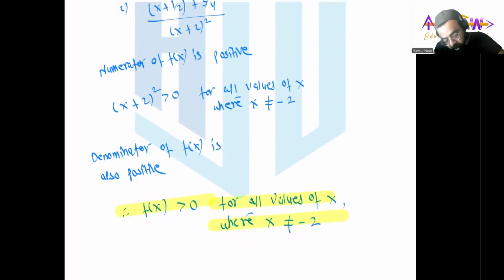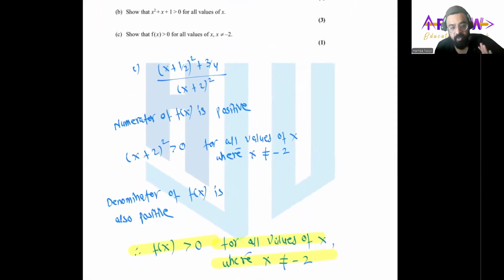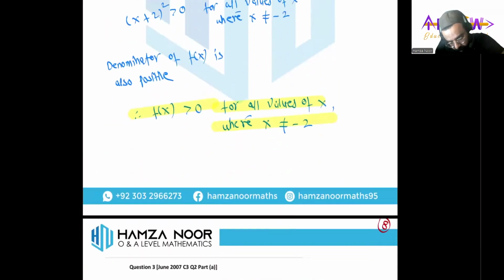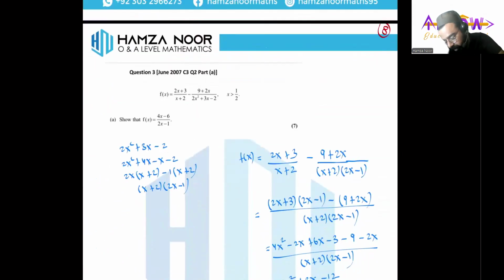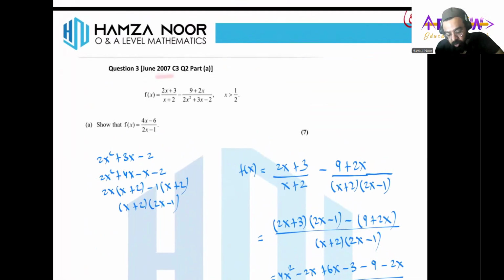In this way, we have attempted this part C. We have shown our complete proof over here. We have proved that fx is greater than 0 for all values of x where x is not equal to -2. So here you go. Now let's come on to the next question. Here we have handout question number 3, which is June 2007, C3, question number 2, part A only.